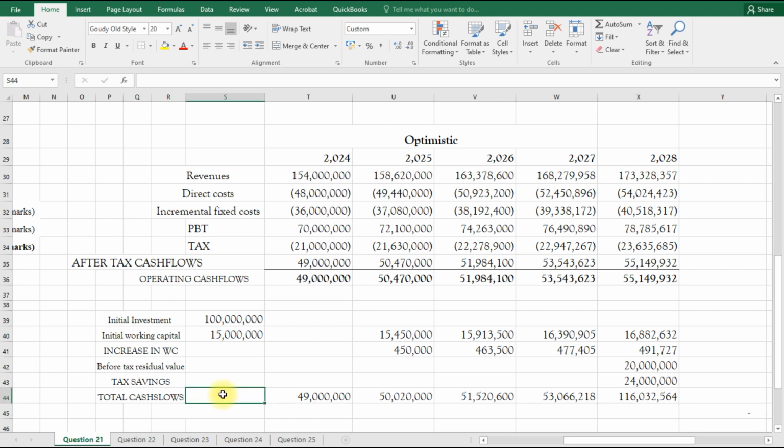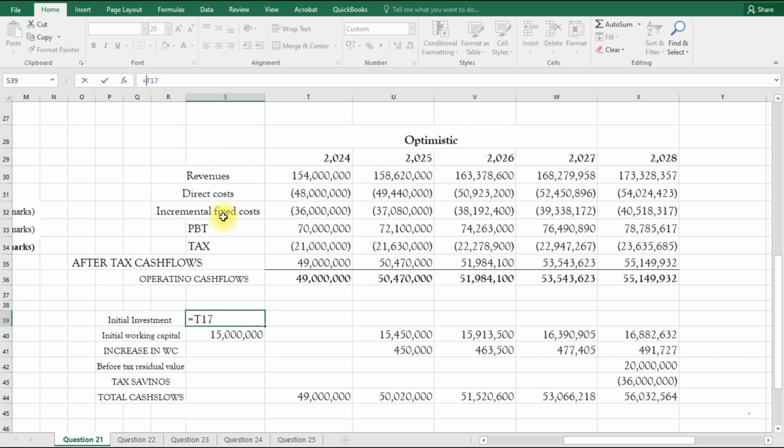And our, this one, because this is our initial, I'll put them as negative value. No, it will have an impact if I put this as a negative.